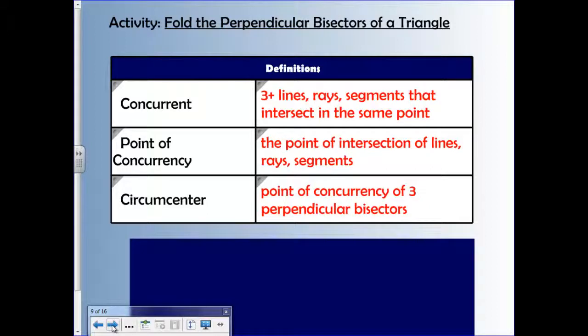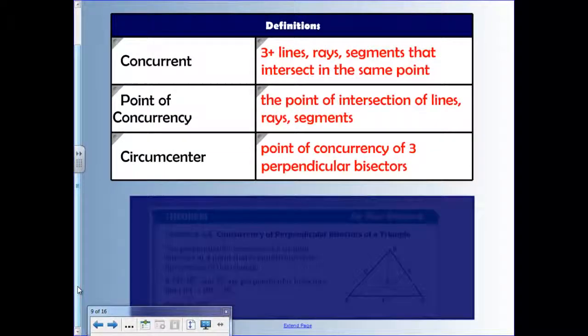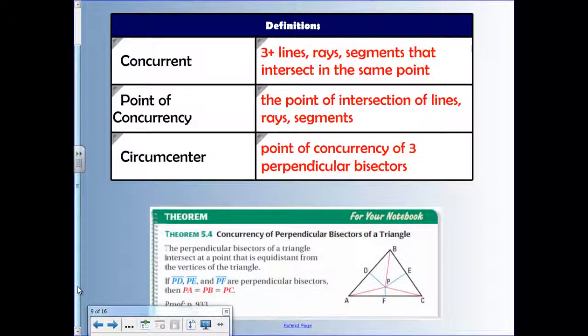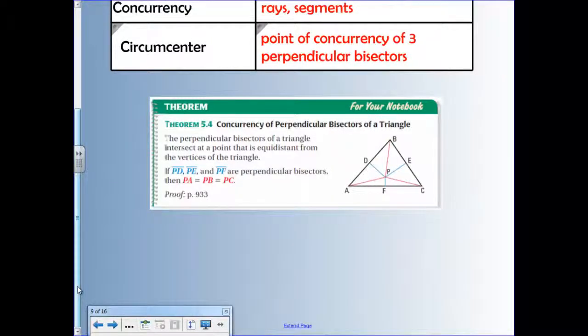A circumcenter is the point of concurrency of 3 perpendicular bisectors. So check out this theorem. Concurrency of perpendicular bisectors of a triangle. The perpendicular bisectors of a triangle intersect at a point that is equidistant from the vertices. Underline that. Equidistant from the vertices.